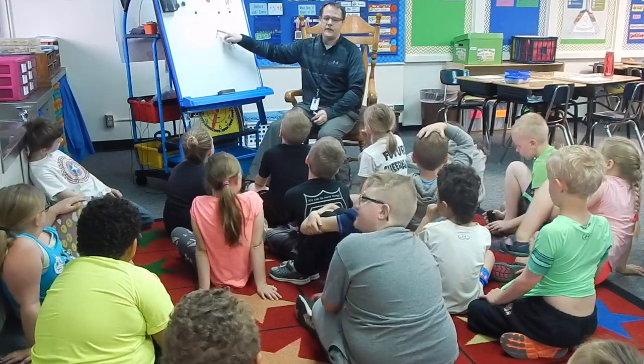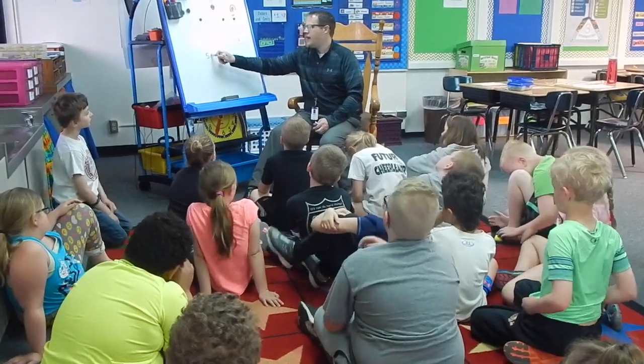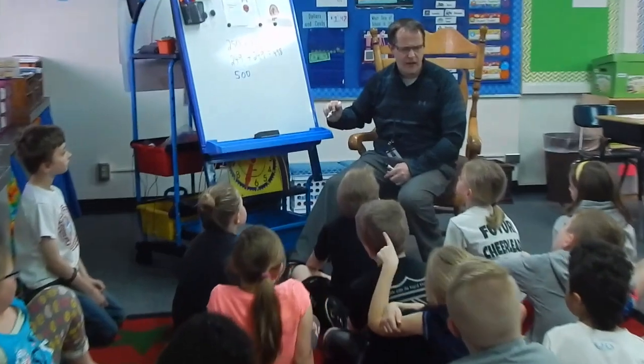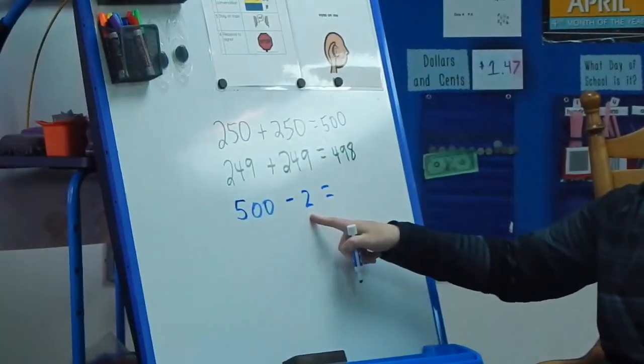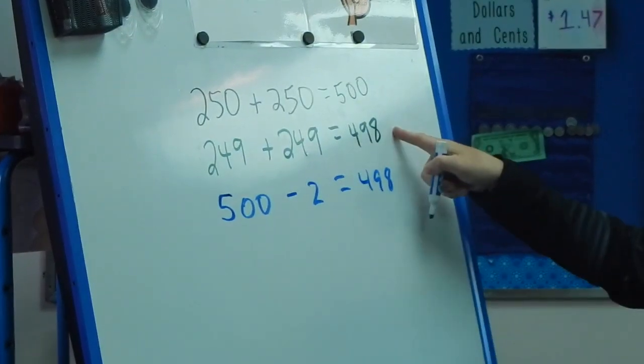Oh, the 250s, which totaled what? 500. 500 is what we had right here, right? How many do we have to take away? Minus 2. And if I have 500 and I take 2 away, how many do I have? 498. Does that match the answer we got?